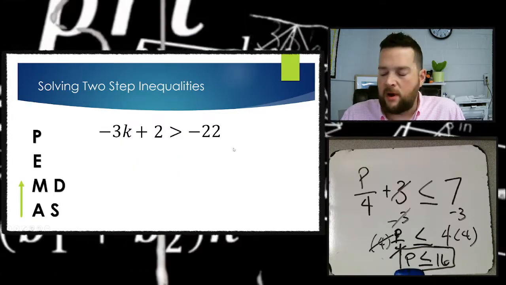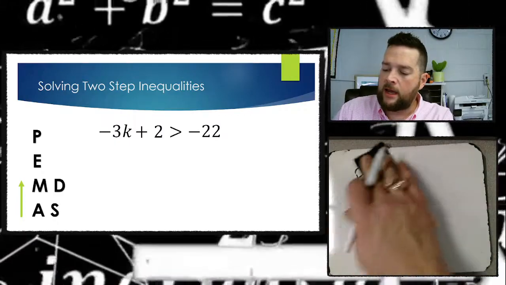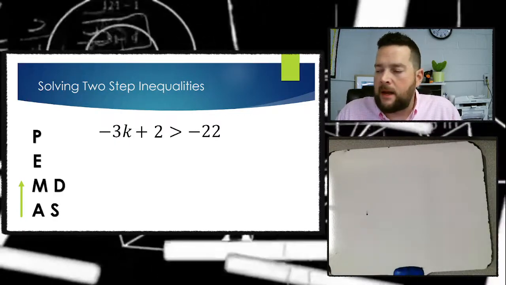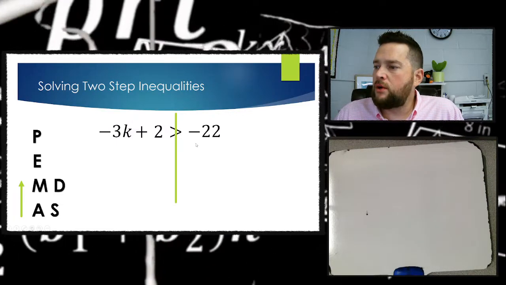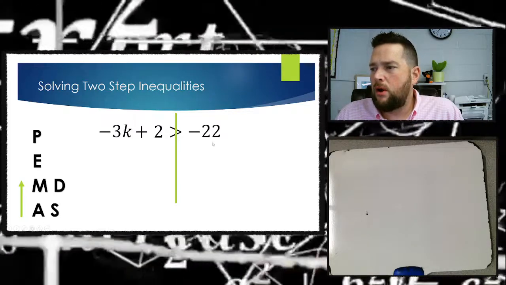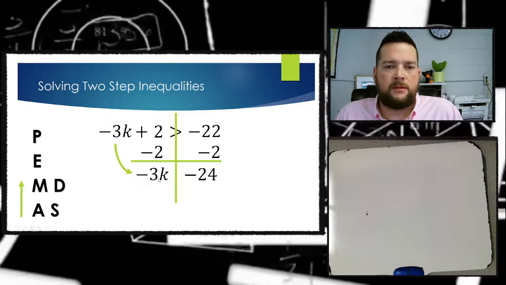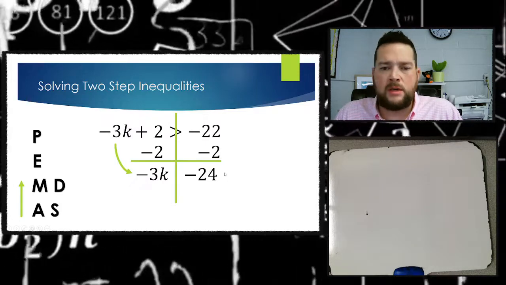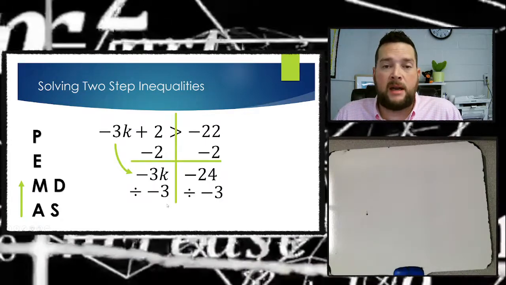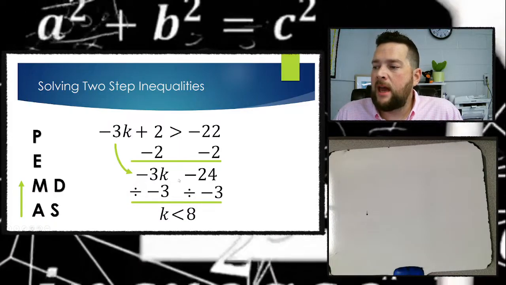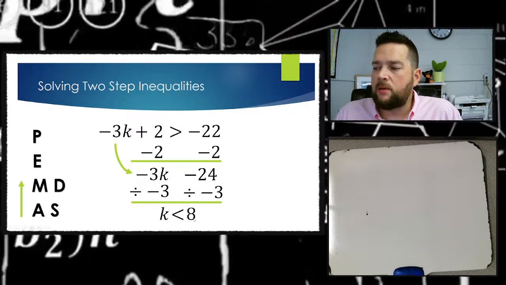Try this last one right here, solving this two-step, and then we're going to get to graphing. Go ahead and pause this video and solve this inequality, and then come back to see what the answer is. We've got negative 3k plus 2 is greater than negative 22. We're going to have to subtract 2 on both sides. That would leave us negative 3k left over here. Negative 22 minus 2 is negative 24. Then to undo the multiply by negative 3, we're going to divide by negative 3, which leaves us with k on this side, because negative 3 and negative 3 cancel out. And negative 24 divided by negative 3 gives us a positive 8.